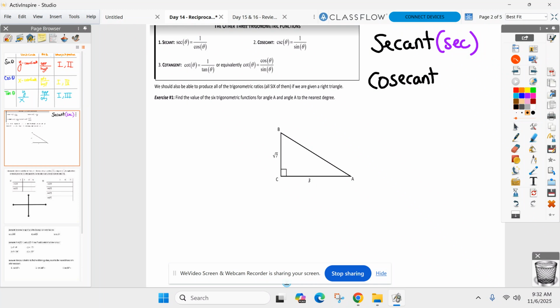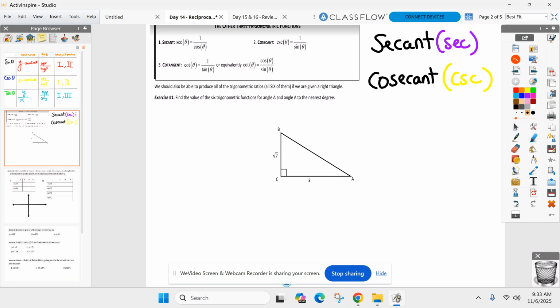We don't write that all the time. There's an abbreviation, and that is CSC. It's related to sine. So secant is related, and what do I mean by related to? I will say that in a minute. Secant, related to cosine. Cosecant, related to sine.